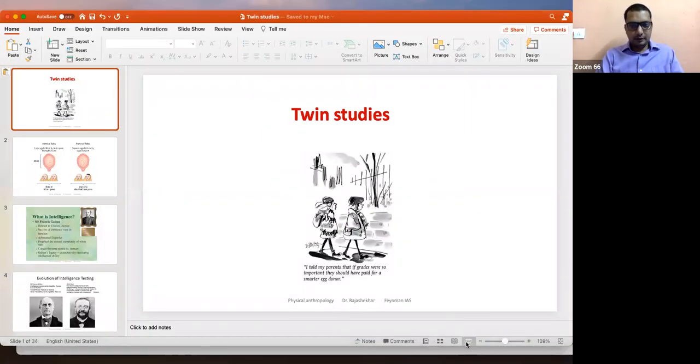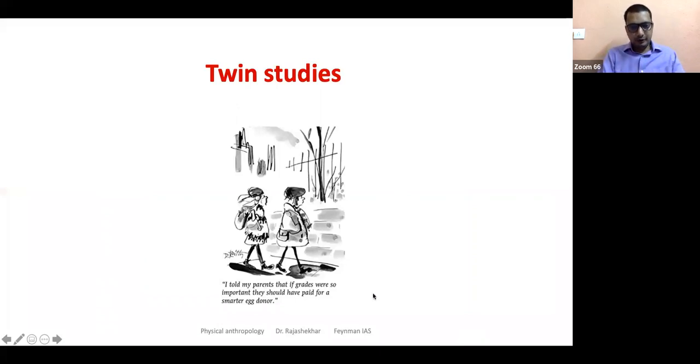Okay, right. Let's begin the discussion on twin studies. And just as a joke, I found a cartoon on this. As you notice here, it says, "I told my parents that if grades were so important, they should have paid for a smarter egg donor." Definitely this cartoon is not from the twin studies part, because twin studies is a kind of traditional method, although these days we do still find it. This cartoon comes from the era of IVF, in vitro fertilization technology. The girl is complaining that the parents are not happy with her grades because she is probably an IVF baby. They would have gone for eggs from a smarter mother, and she would have been smarter. Basically, she is talking about the importance of the genetic component.